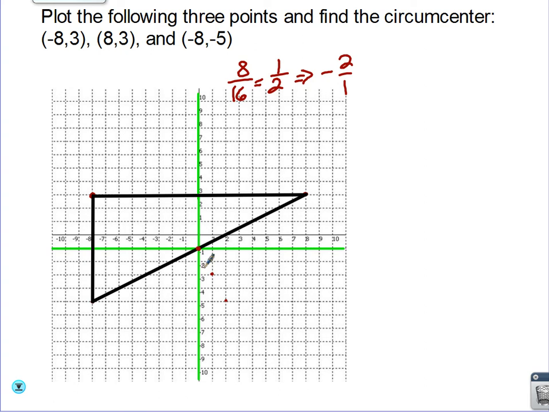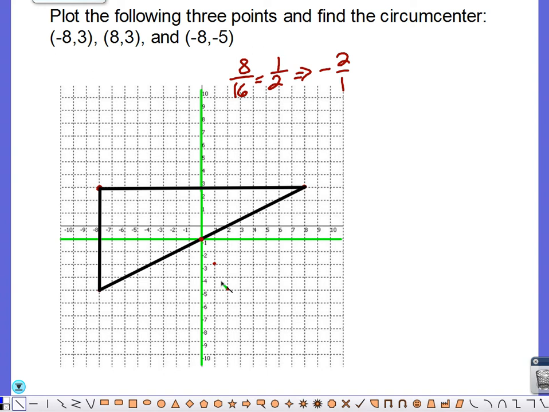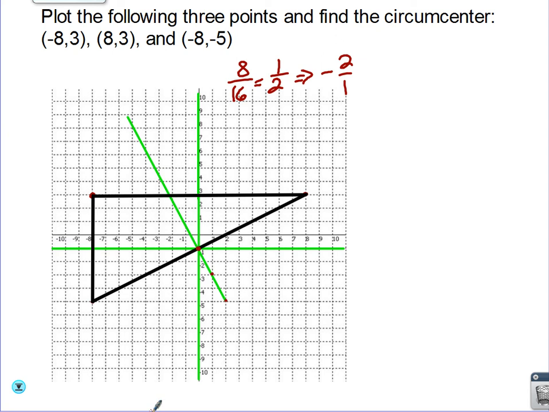2, where you at? There you go. So there's the picture of your 3 perpendicular bisectors. This is the point of intersection. So obviously that must be the circumcenter. Let's check it.